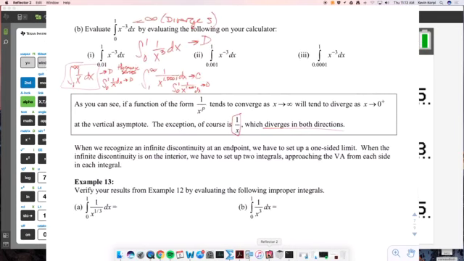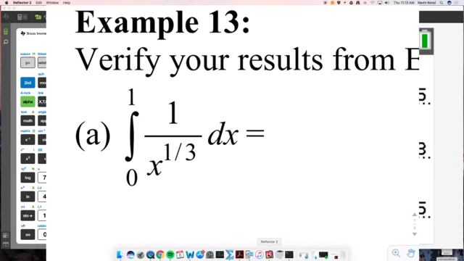Okay? Verify your results from example 12 by evaluating the proper integrals. All right, so now what you want to get in the habit of doing? When you walk up to a rock that's been there for a while, you want to get in the habit of checking underneath it for rattlesnakes. You don't want to get bitten, right? Now when you walk up to a definite integral, you want to get in the habit of checking the domain because you don't want to get bitten if it's an improper integral.